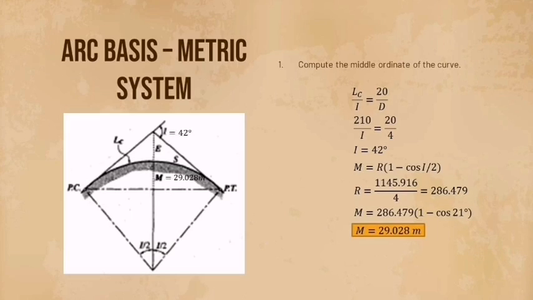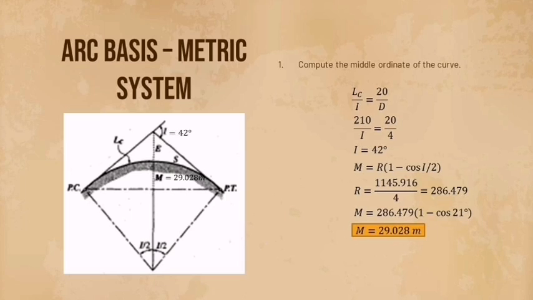So number 1, compute the middle ordinate of the curve. Length of curve over the angle of intersection equals 20 over degree. By the way, we are using the arc basis metric system in this problem. After we substitute the given, the length of curve is 210 and the degree is 4 degrees. So 210 over the angle of intersection equals 20 over 4 equals 42 degrees. So that is our angle of intersection.